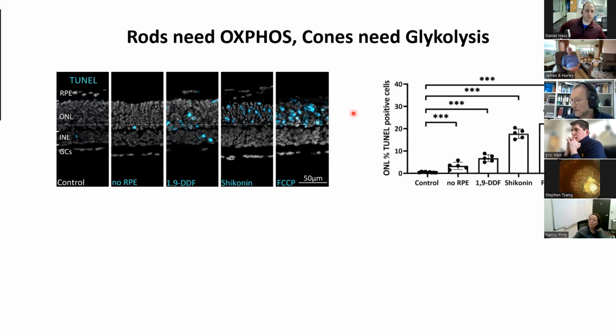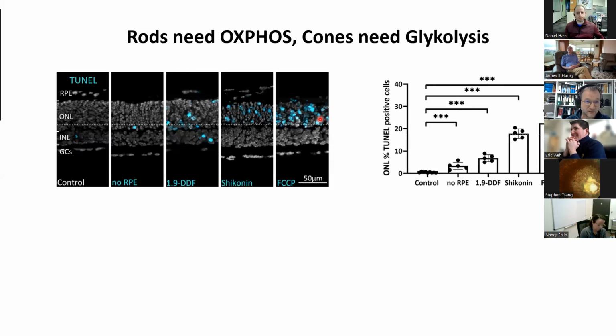And we can quantify this as the percentage of TUNEL-positive cells in the outer nuclear layer. And you see that each of these treatments has a significant effect. And FCCP really is not good for retinal health.